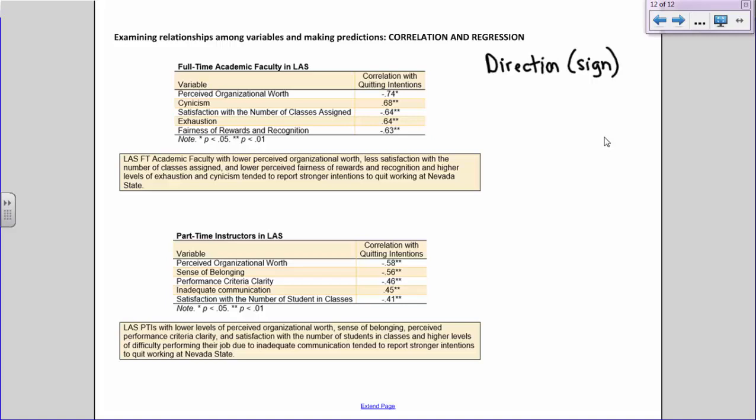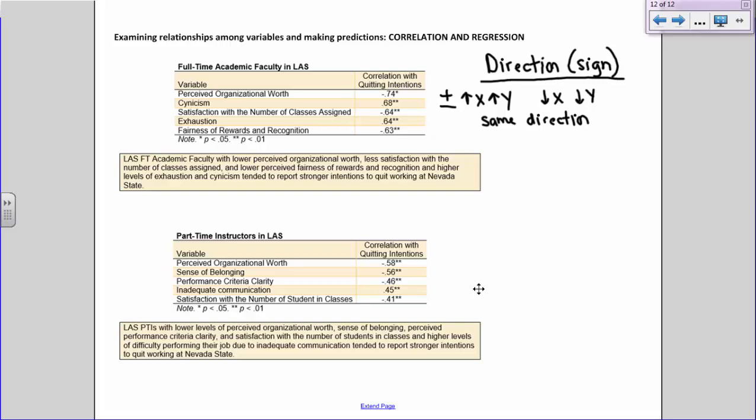So you'll see over here, we have negatives, negative 0.74, and positives, right, 0.68. So when it comes to direction, a correlation that is positive means that variables tend to change in the same direction, okay? So higher levels of X tend to be related to higher levels of Y, and lower levels of X tend to be related to lower levels of Y. So variables tend to change in the same direction.